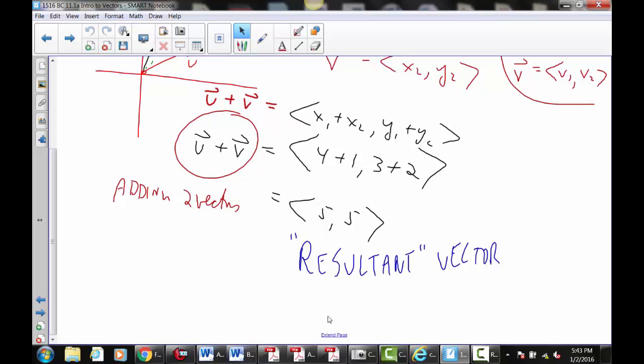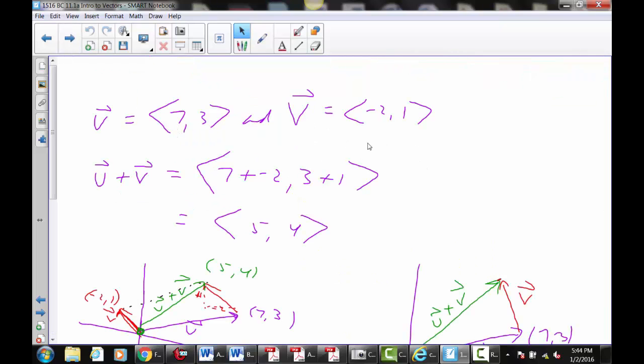The sum of two vectors is not called the sum vector, it's called the resultant vector. So here's an example of vector u and vector v. You don't need to draw them. If you're just asked to add them algebraically, then you'll simply add the x components, comma, add the y components.